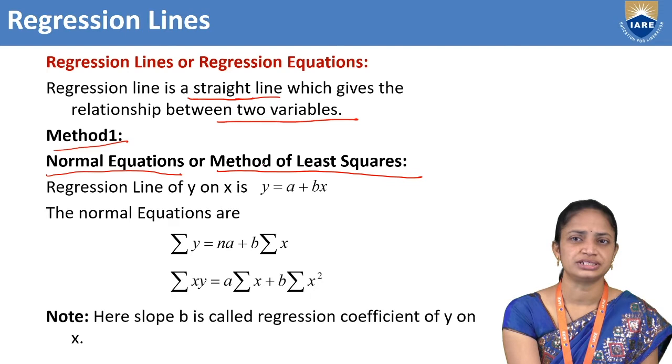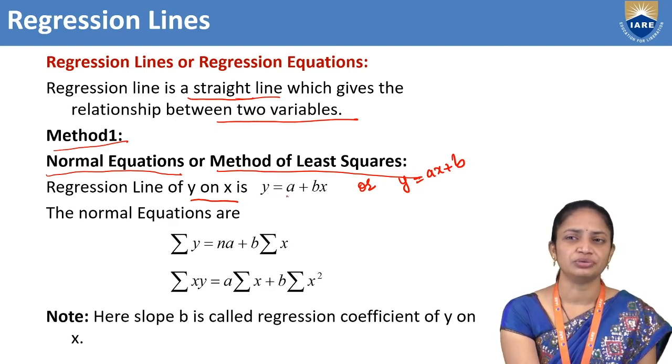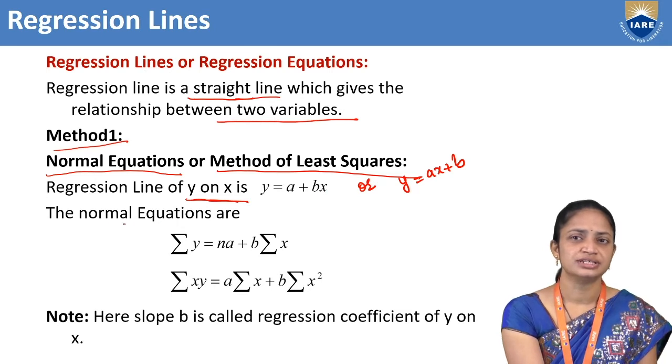For the method of least squares, we have to take the regression line of y on x. The regression line of y on x is y equal to a plus bx, or we can write y equal to ax plus b. But here I am writing y equal to a plus bx. This is a straight line, or we can say it is the regression line of y on x. Regression line of y on x is y equal to a plus bx.